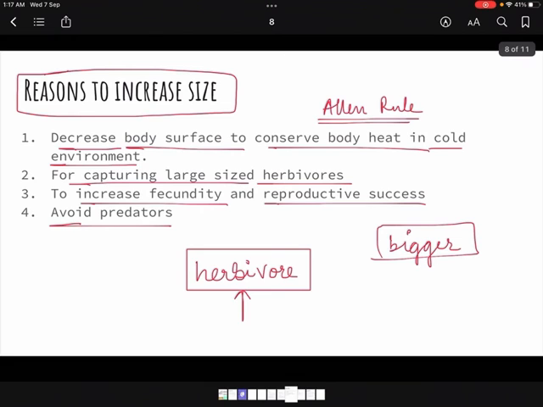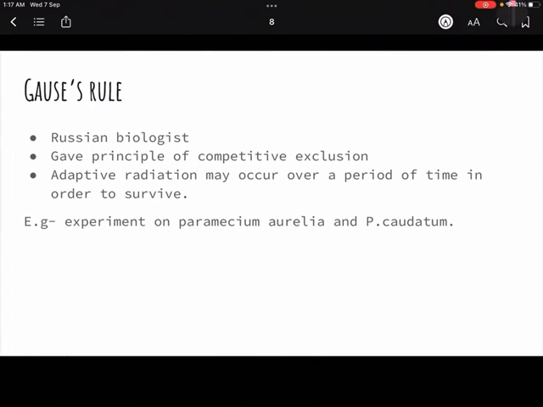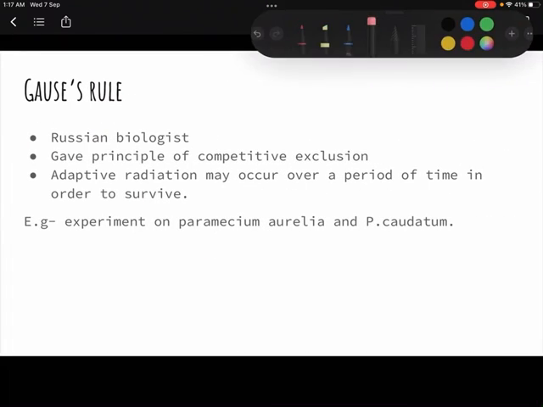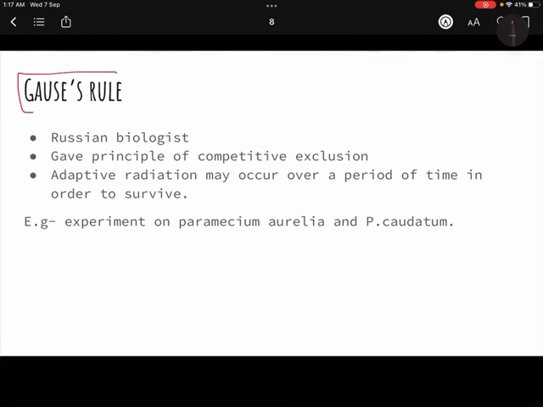This is the reason to increase in size. Next is Gause's rule. This is the last. After this we will finish this chapter. This is the last thing. He was a Russian biologist and he gave the principle of competitive exclusion. Now his theory is very scientific, and this is also a part of environment. We have read this concept in environment also.